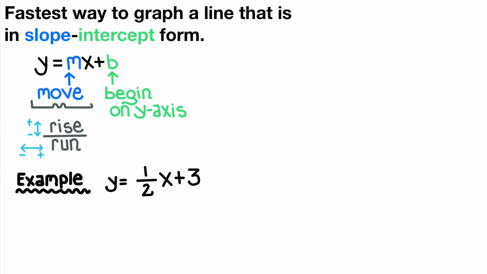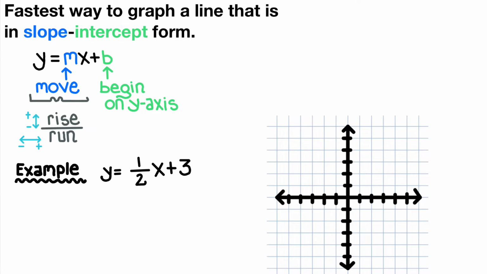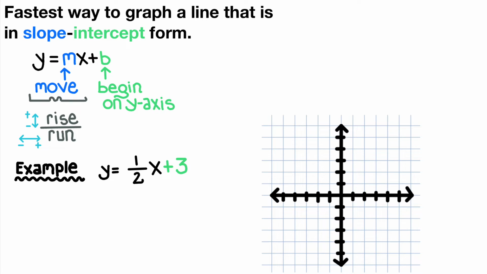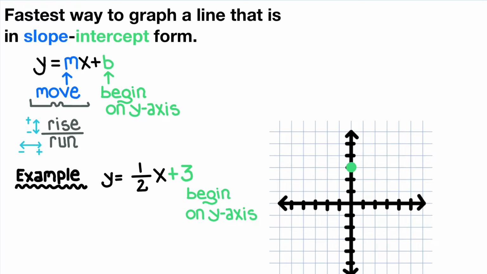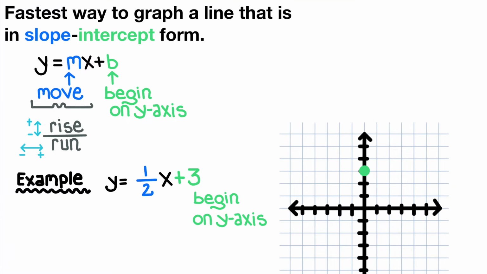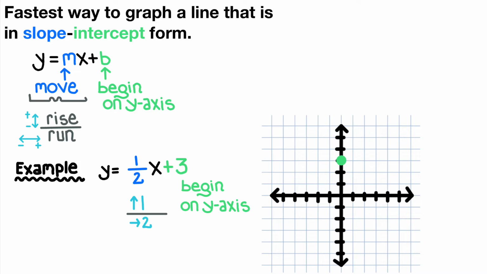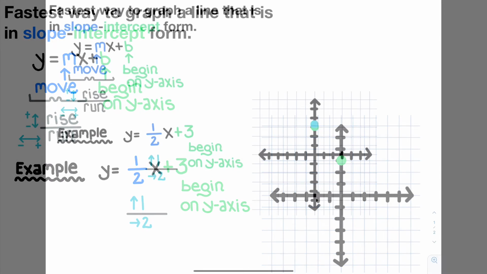This equation is in y equals mx plus b form. The 3 is where we want to begin on the y-axis. So let's plot a point on the y-axis at 3. From that point, we need to move, and we're going to use the 1/2 to move. Using the 1/2 to move, the positive 1, rise 1, will be up, and run 2 will be right 2.